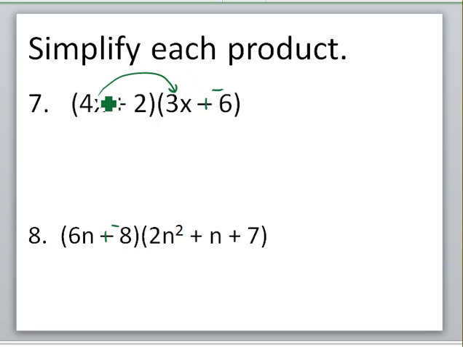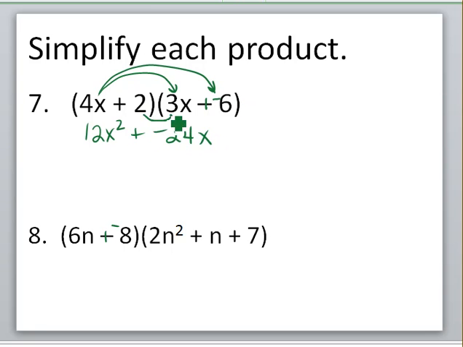That's why I keep stressing that really all we're doing is taking the first term and distributing it through to the second set of parentheses. So we're taking each term in the first set of parentheses and distributing it to the second set of parentheses. So 4x times 3x is 12x squared. 4x times negative 6 is negative 24x.